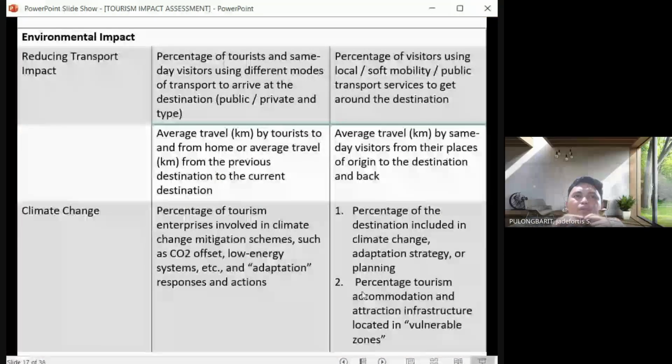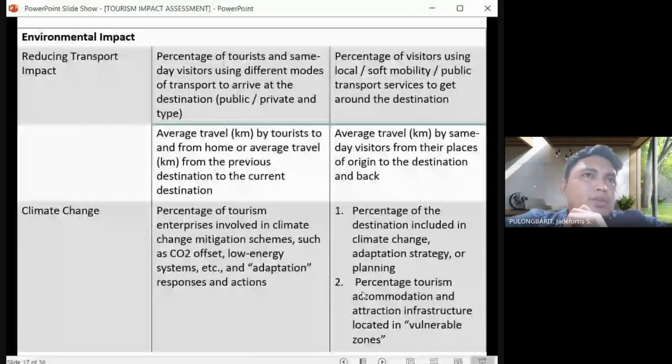Okay, for reducing transport impact, to determine the percentage of tourists and same-day visitors using different modes of transport to arrive at the destination, public or private, and type. For optional, the percentage of visitors using local soft mobility and public transport services to get around the destination.